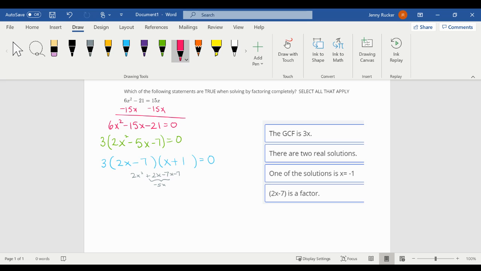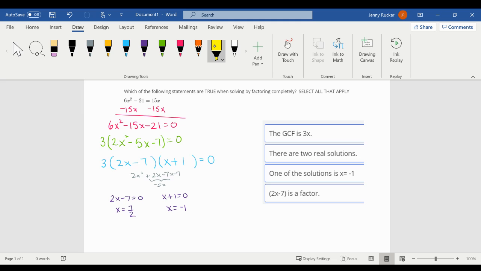Okay, we can now apply the zero product property. So we'll do 2x minus 7 equals 0, and x plus 1 equals 0. So we'll get x equals 7 over 2 because we add 7, divide by 2, and x is negative 1. All right, let's take a look at our choices.